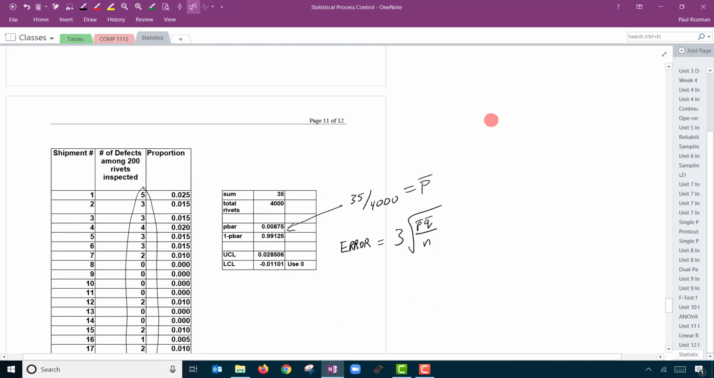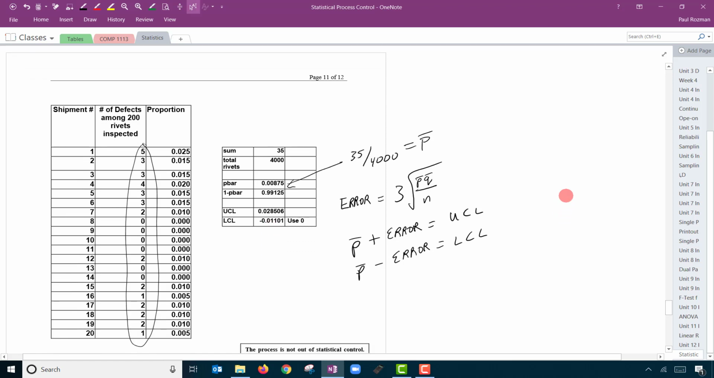And then we put that error on P bar. So P bar plus error is the upper control limit, and P bar minus that error is the lower control limit. And they're calculated here. And the lower control limit ended up being negative. So just call it 0, because you can't have a negative proportion.